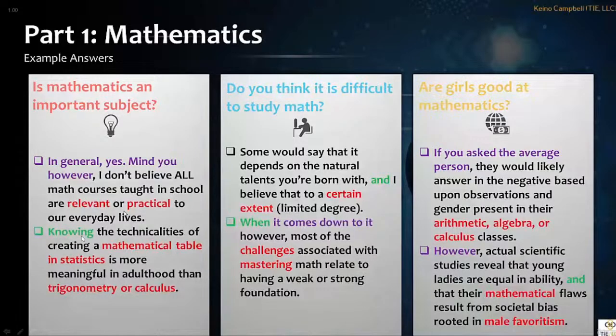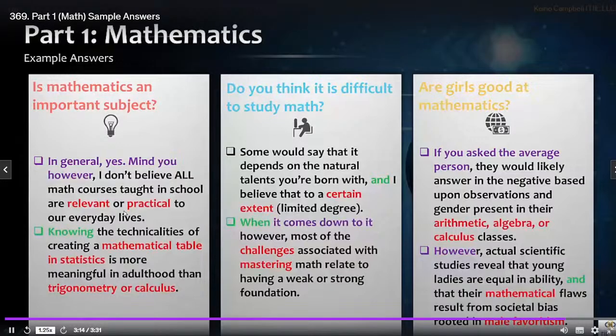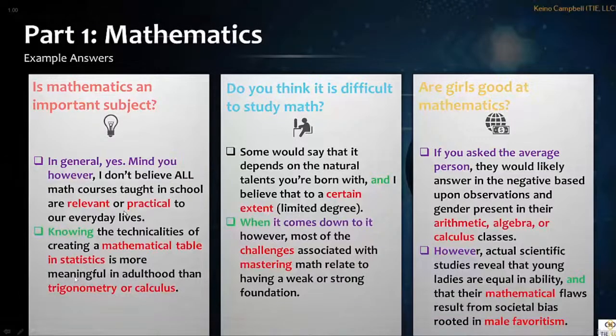If you ask the average person, they will likely answer in the negative based upon observations of gender present in their arithmetic, algebra, or calculus classes. However, actual scientific studies reveal that young ladies are equal in ability and that their mathematical flaws result from societal bias rooted in male favoritism. All right, so those are some answers that you can give to the mathematics question.